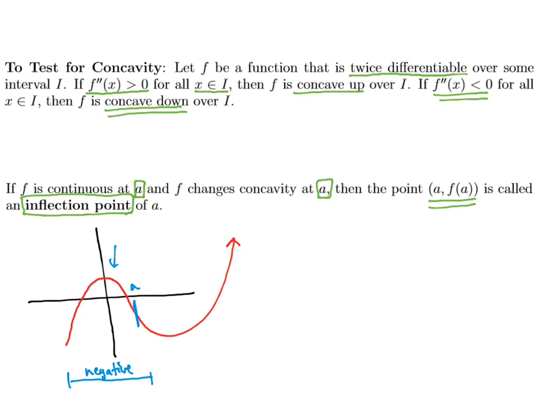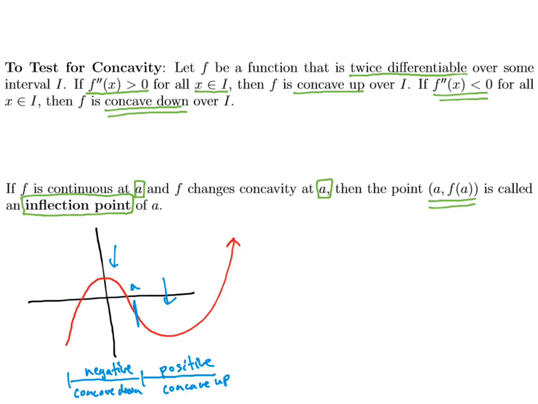But then from A, let me make this a little more precise. But then from A and moving to the right, at this point, if we pour water, the graph will hold the water. So here we're going to say positive, so this would be concave up. And then similarly down.